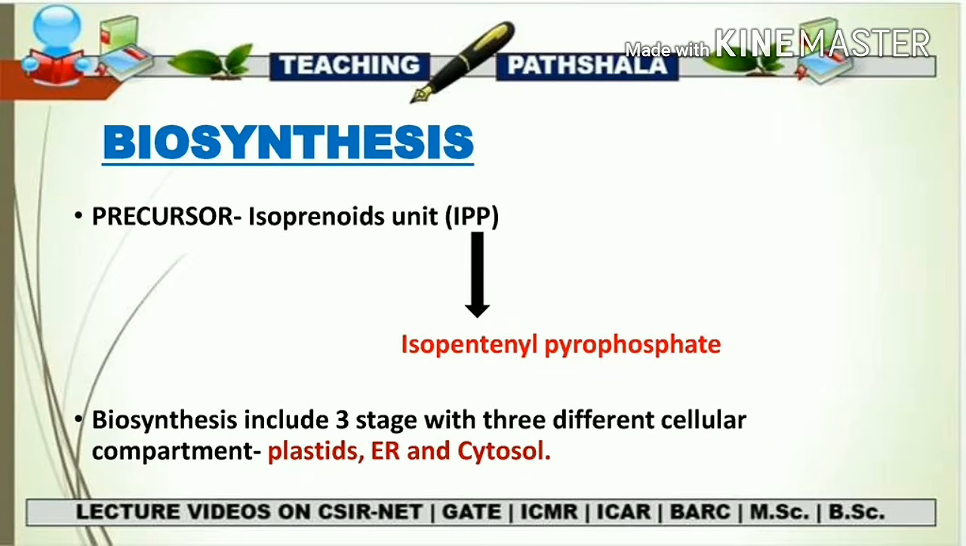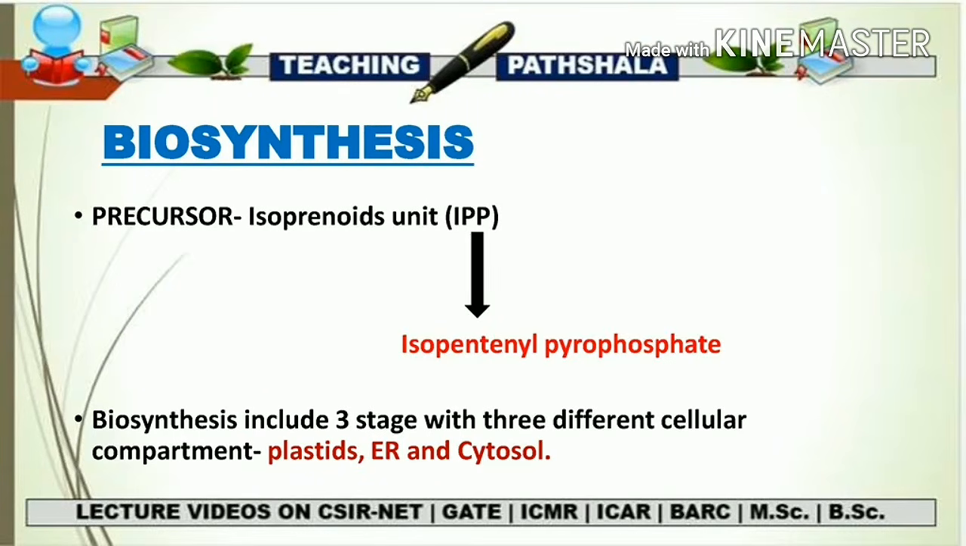Now let's talk about the biosynthesis of this gibberellin. The precursor molecule is the isoprenoid unit, which is known as IPP, and the full form of IPP is isopentenyl pyrophosphate. This IPP is a type of isoprenoid. That is why we say that the precursor molecule for gibberellic acid is the isoprenoid unit.